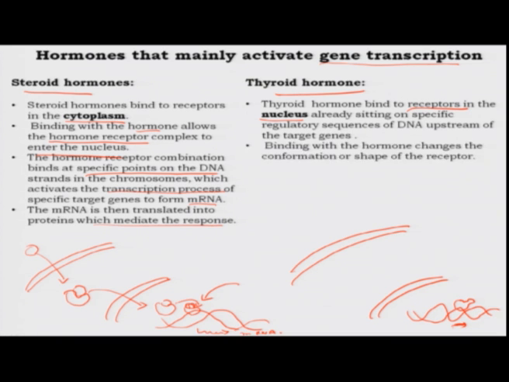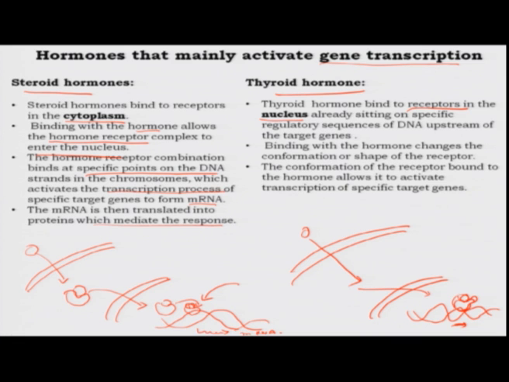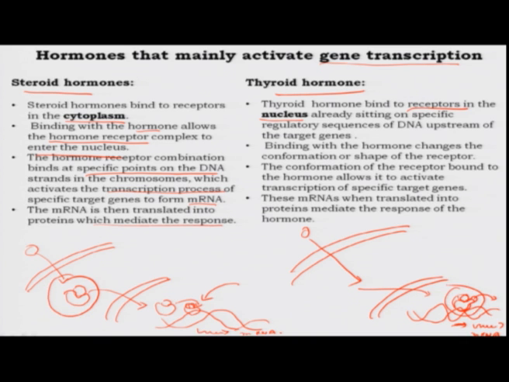So, what happens is, as soon as the hormone enters into the cell, it can also get into the nucleus and it binds to the receptor. Once it binds, the receptor undergoes a change in its shape. So, this change in the conformation of the receptor allows it to now activate transcription. It becomes a transcriptional activator and it transcribes the mRNA for this gene, and this is then translated into the protein and again mediates the response of the cell. The main difference is in the location of the receptor between these two, the steroid hormone and the thyroid hormone.